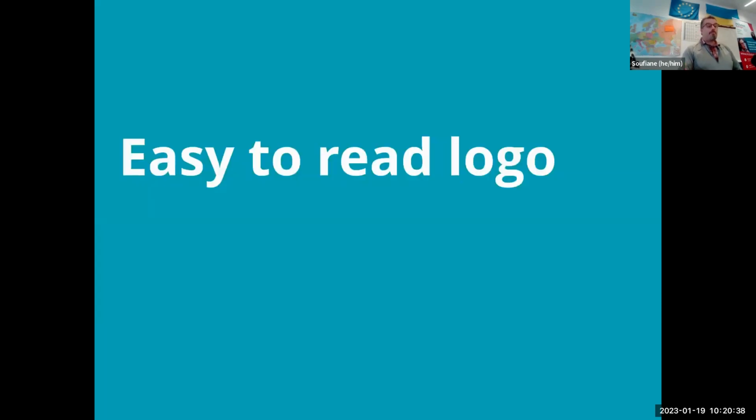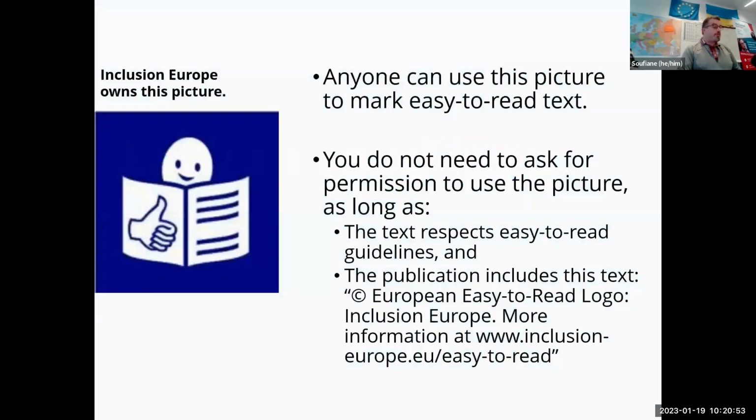Now you know how to make an easy to read document. The last thing you can do before publishing easy to read text on your website or elsewhere is you can add our easy to read logo. This little dude with the thumbs up is Inclusion Europe's easy to read logo.